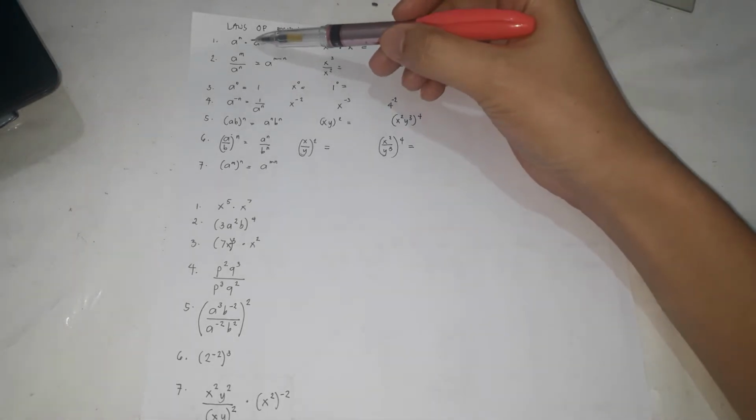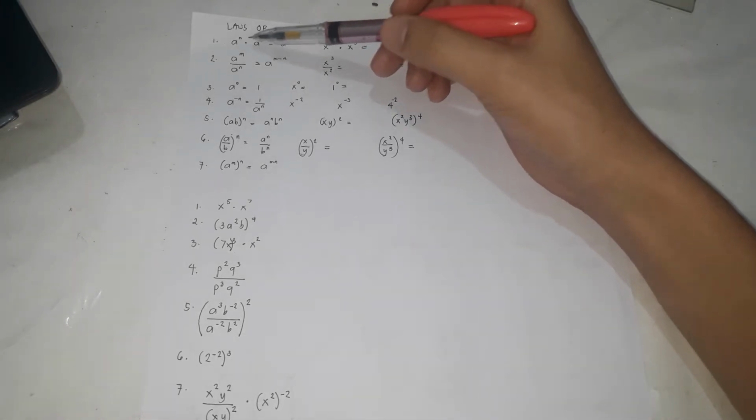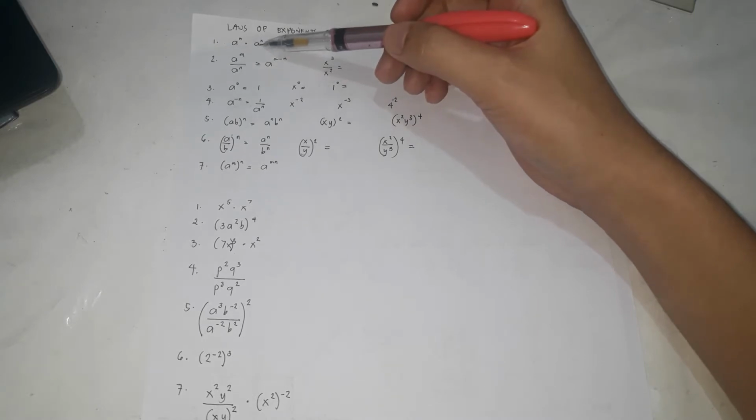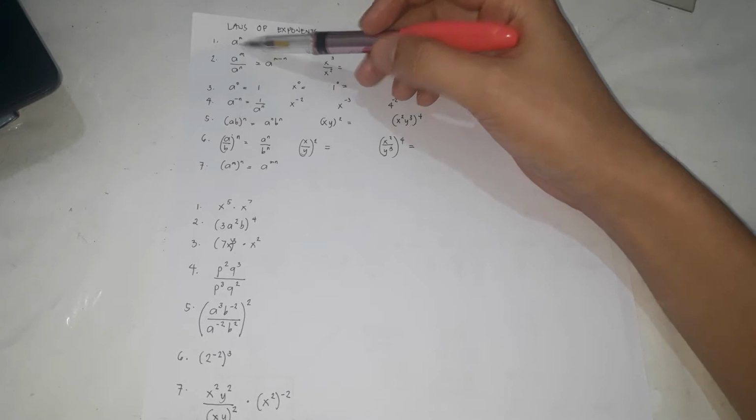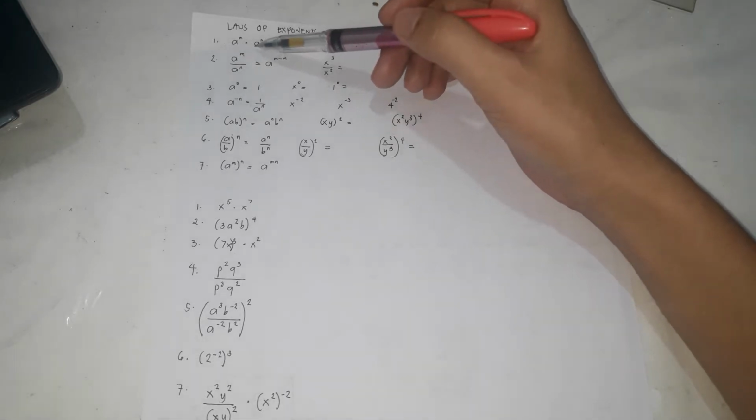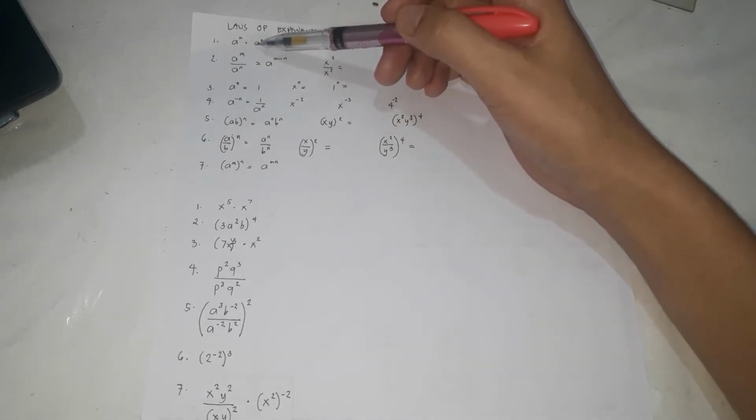We're going to talk about the laws of exponent. The first one is the product of exponent, or the product of power. We're given that a^m times a^n. Make sure that they have the same bases. They have the same number here at the base, which is a. It means that they have the same variable or base.